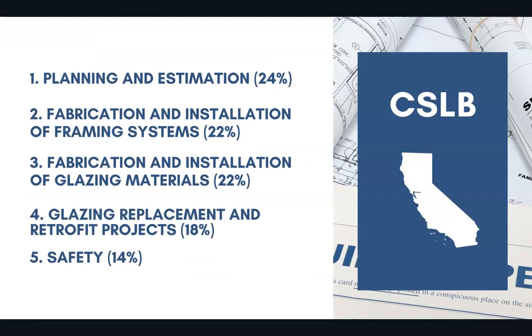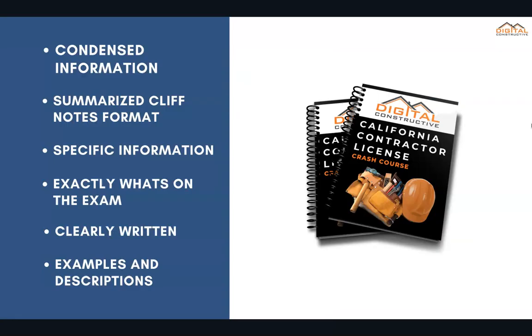24% of the exam covers planning and estimation, 22% covers fabrication and installation of framing systems, 22% covers fabrication and installation of glazing materials, 18% covers glazing replacement and retrofit projects, and 14% covers safety.